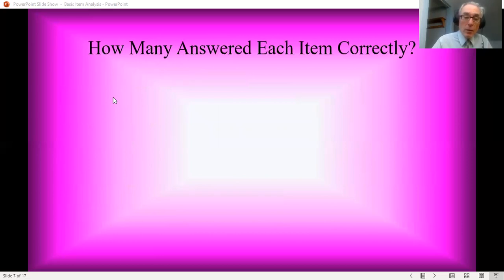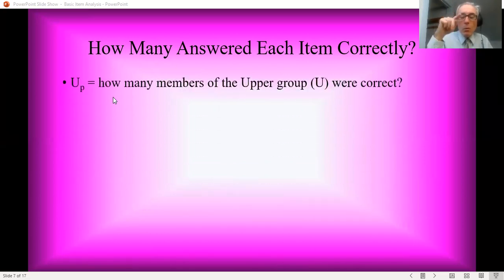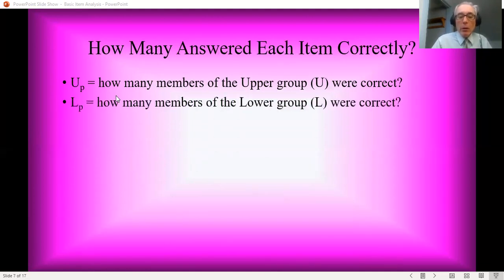Now, the next thing is how many got it right within each group. So U subscript P is the proportion of those in the upper group who got the right answer. How many people in the upper group got it right? Not the proportion, it's actually the number, raw number here. How many got it right? L sub P, of course, how many people in that lower group got it right?